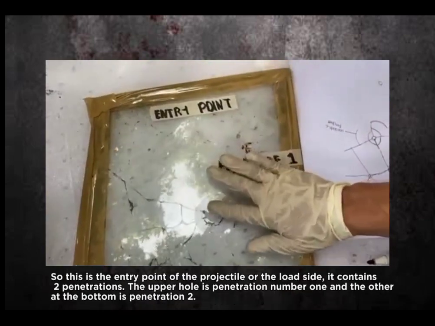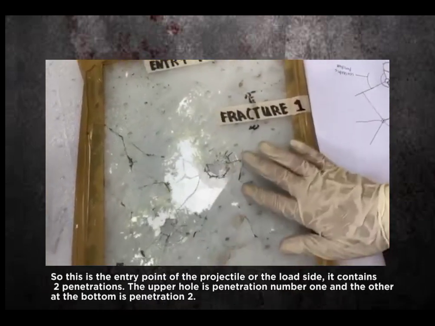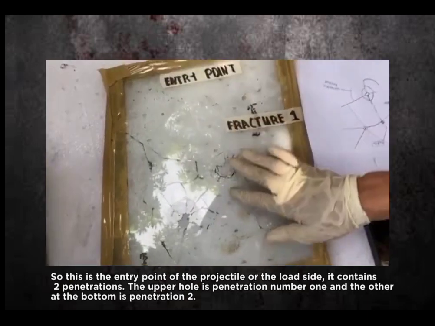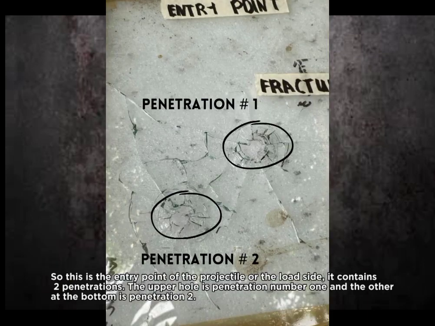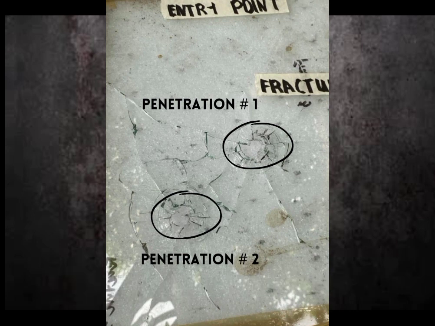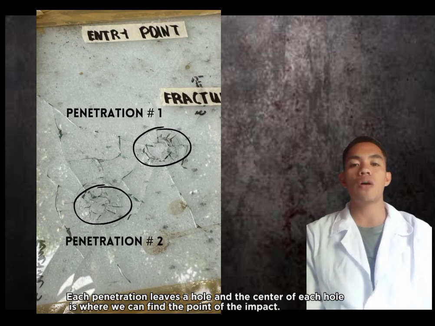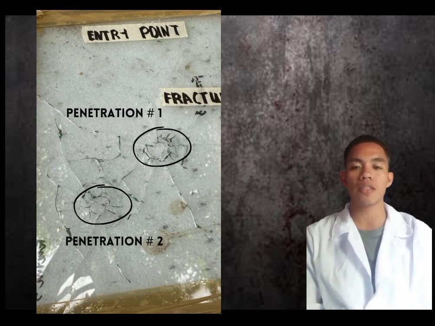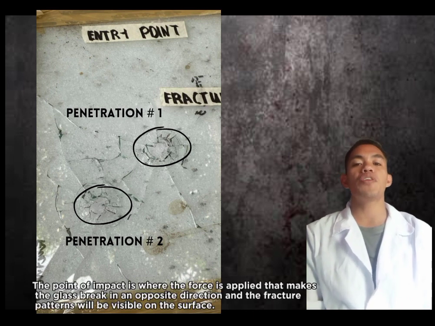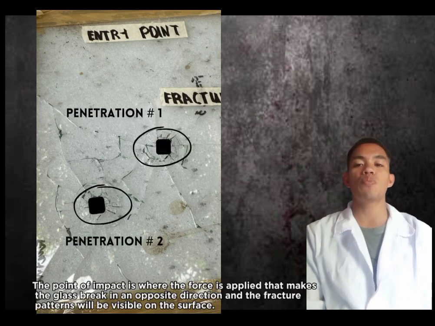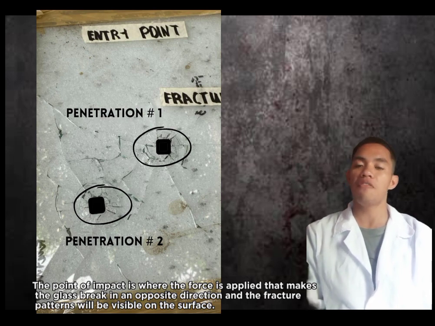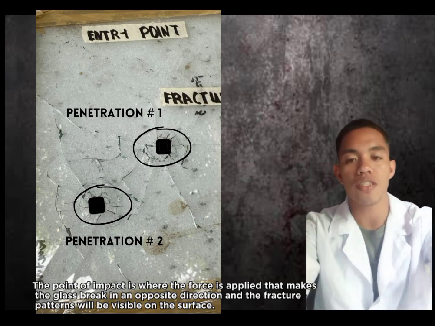So this is the entry point of the projectile, or the load side. It contains 2 penetrations. The upper hole is penetration number 1 and the other at the bottom is penetration number 2. Each penetration leaves a hole. In the center of each hole is where we can find the point of impact. Point of impact is where the force is applied that makes the glass break in the opposite direction. The fracture patterns will be visible on the surface.